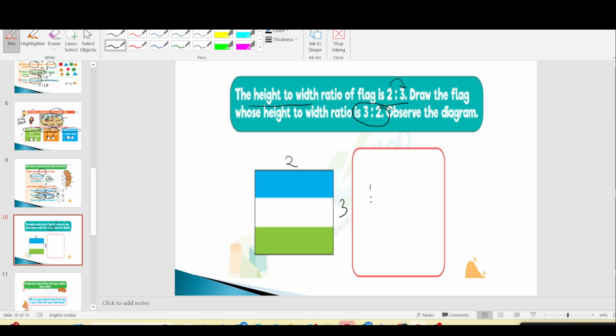So if we switch it, it will look something like this, right? Because this is 3 and this is 2 now. First, the longer side was 3. But now because we switched it, it will look like this, right? Because now this is 3 and this is 2.